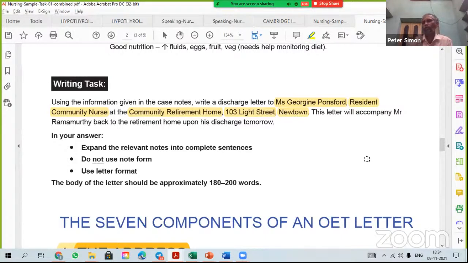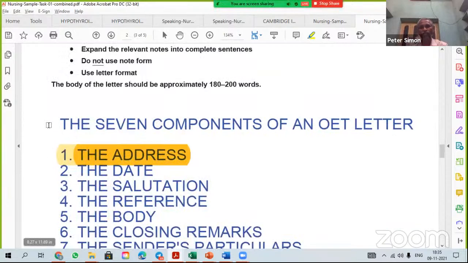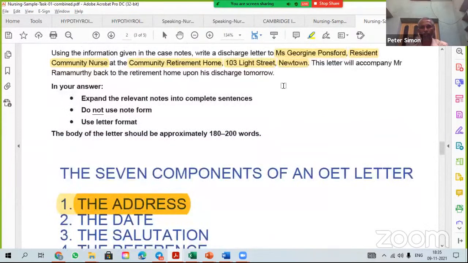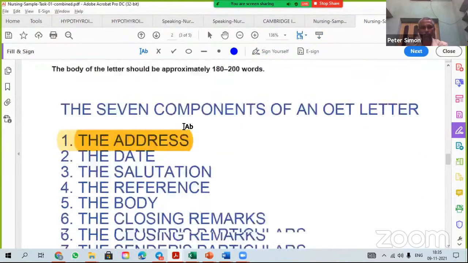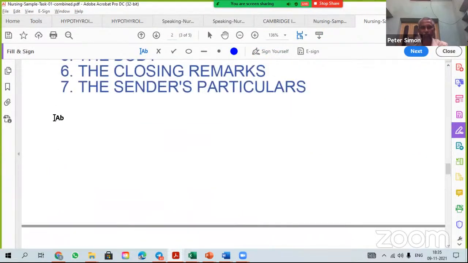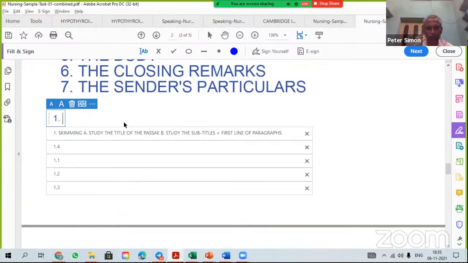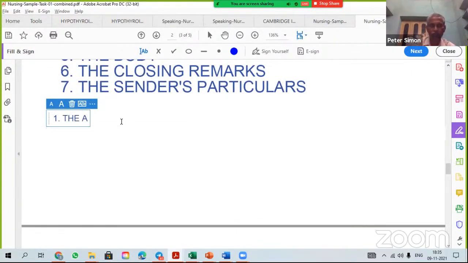So altogether, there are 5 components. Number 1 is the address. What are the 5 components of the address? Let us take them here. The 5 parts of the address. Number 1 is the address. In the address we have 5 different things.